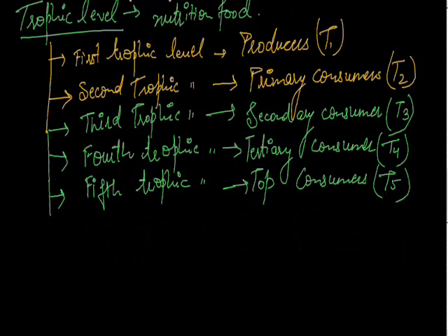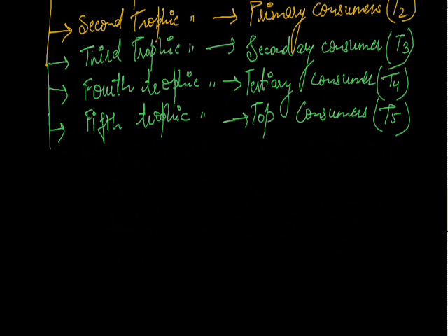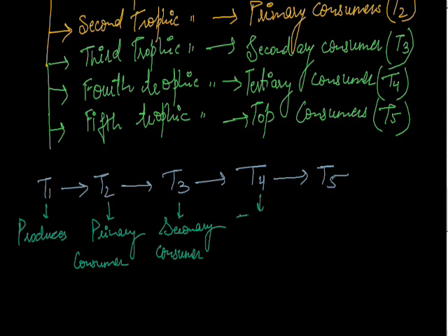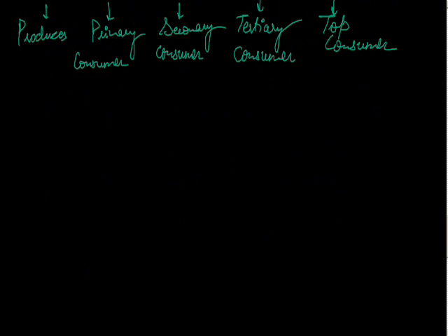So these are the trophic levels, and when they combine in the form of a chain, T1 transfers the energy to T2, T2 to T3, and T3 to T4. They form a complete food chain. T1 will have the producers, T2 the primary consumer, T3 the secondary consumer, T4 the tertiary consumer, T5 the top consumer. So this is how the food chain is formed from various trophic levels. Next we are going to discuss types of food chain.